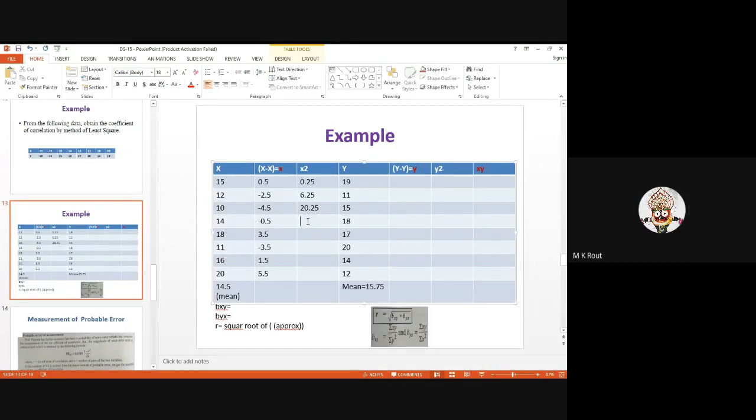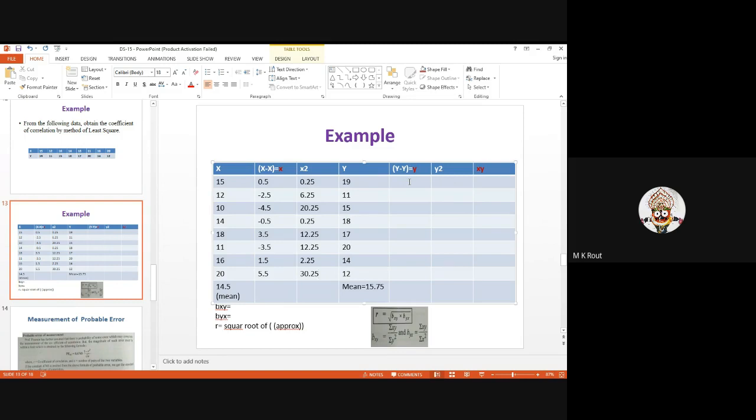Next one, 0.25. Next one, 12.25. Again 12.25. Moving to the next one, 2.25. Next one, 5.5, so 30.25. Okay. Similarly, calculate the small y, that is y minus y bar.